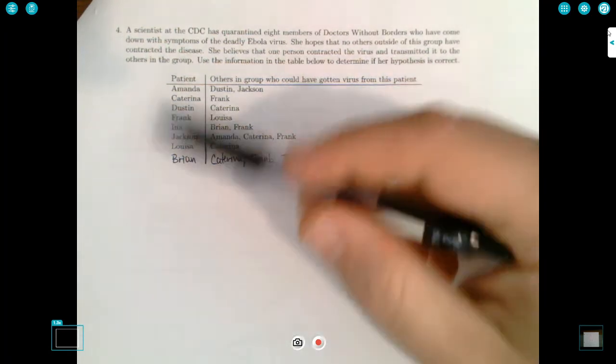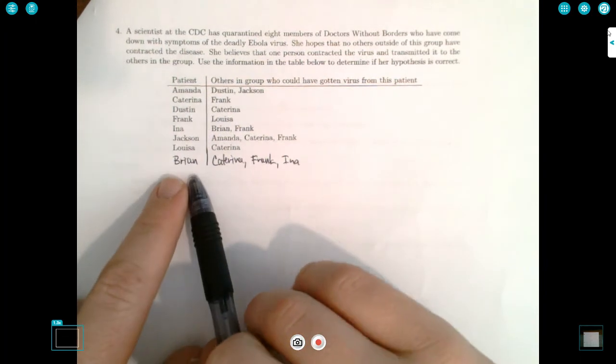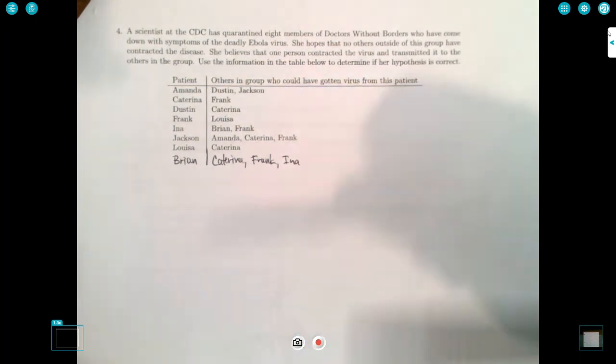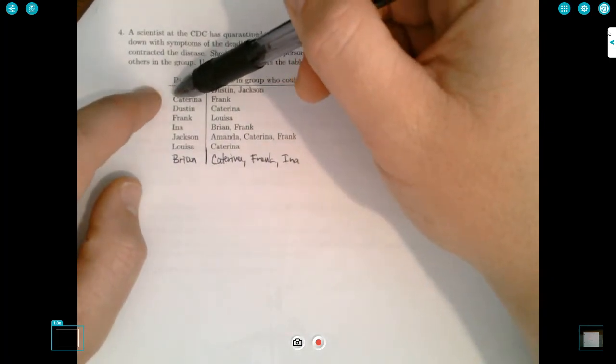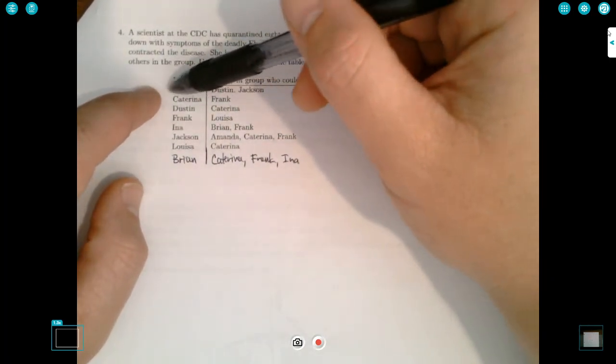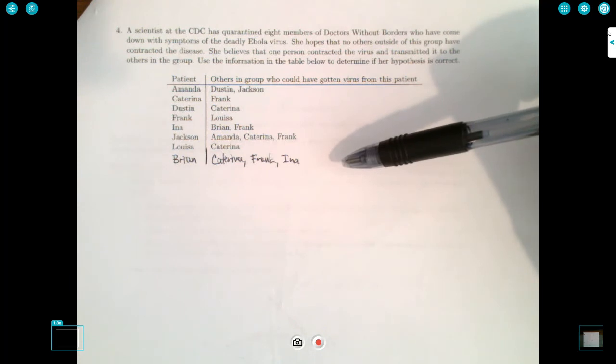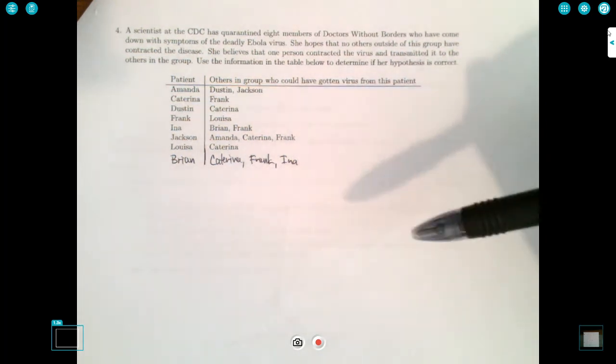So she thinks that one of the people in this group... by the way, when I was making this chart, I accidentally left off Brian, so I added it on, but I've already fixed that for your version. So for your version, you should have a line between Amanda and Katerina that has Brian in it. But anyway, her hypothesis is that one of these people got it and gave it to everyone else in the group. Is it possible? Is that a feasible explanation? Well, let's see.